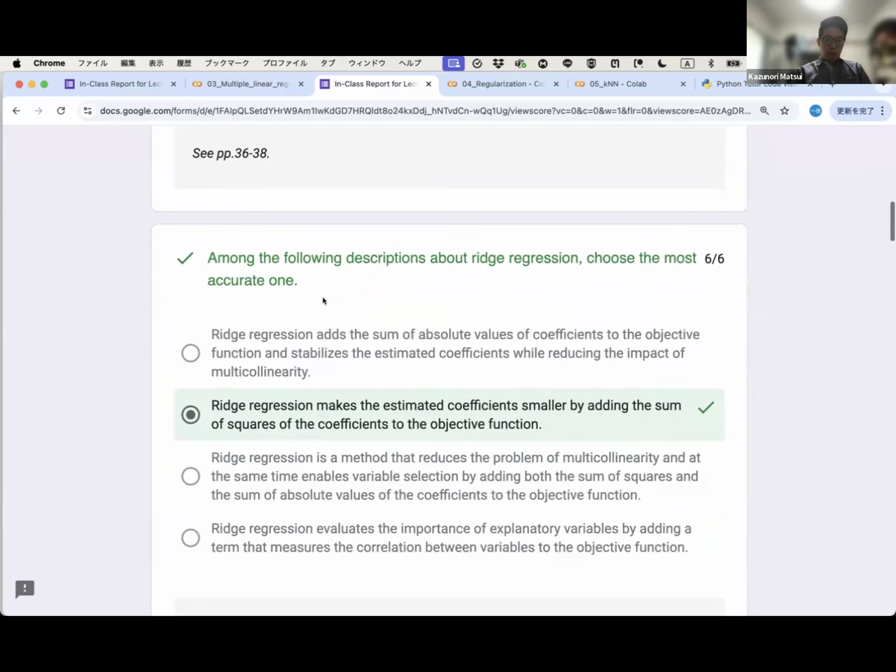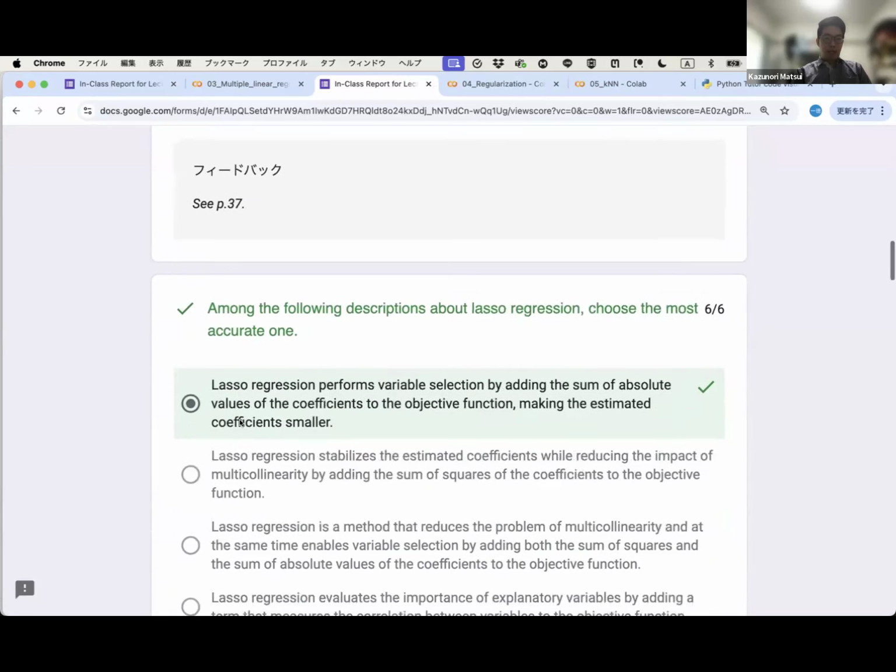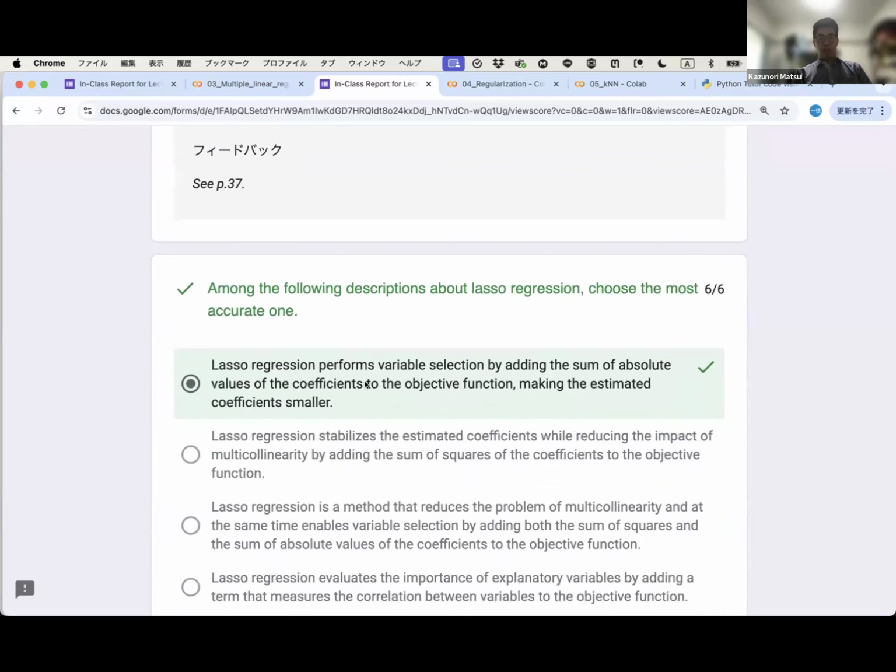Okay, next one. Ridge regression is a method that makes the estimated coefficients smaller by adding the sum of squares of the coefficients to the objective function. So the second option is correct. On the other hand, lasso regression is a method that adds the sum of absolute values of the coefficients to the objective function. So the first option is the correct description.